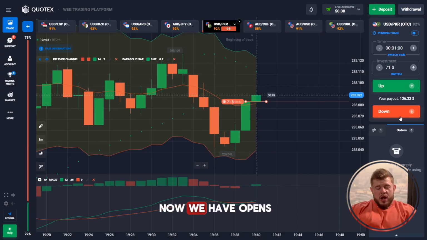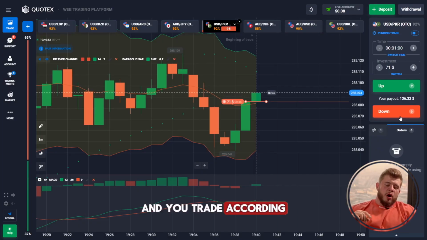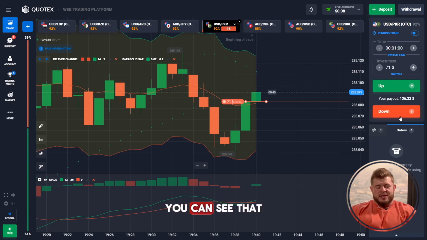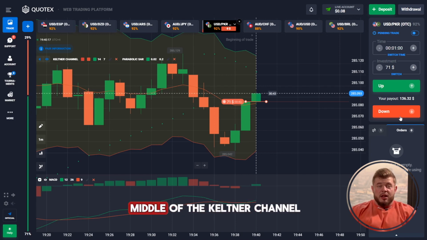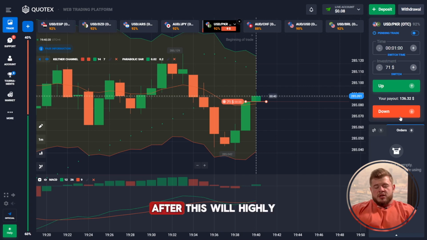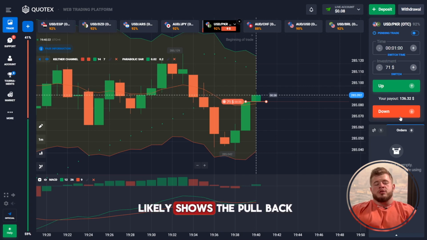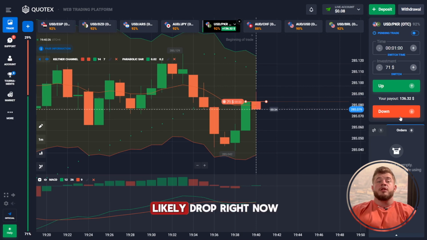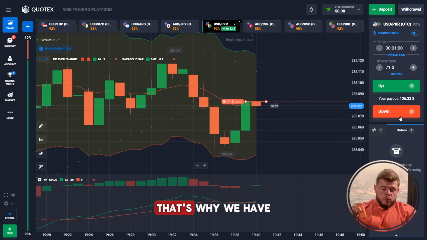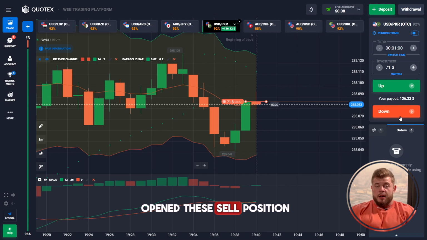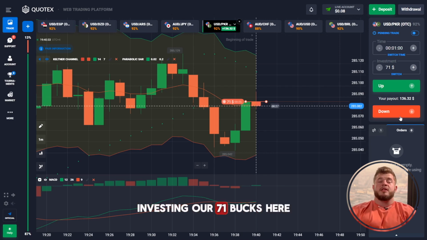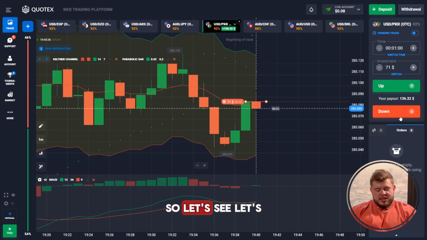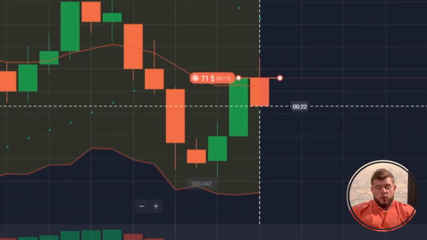And now we have opened the new trade. According to the current movement, you can see that price has reached the middle of the Keltner channel, and after this we will highly likely see a pullback reaction from that zone and price will highly likely drop right now. That's why we have opened this sell position and are investing our $71 here. So let's see now what we will get.